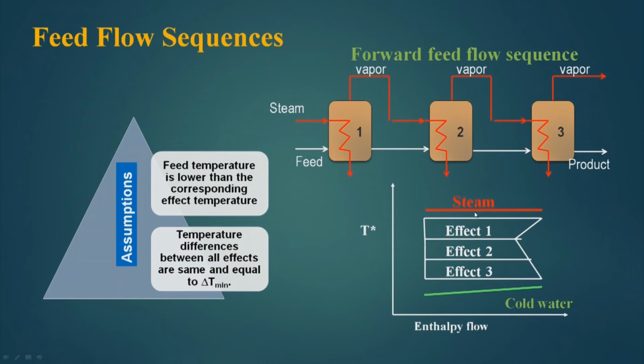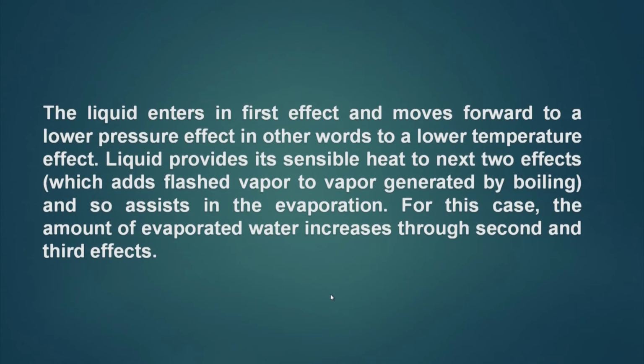So, it is again within the steam and cold water temperature levels; this falls within these temperature levels. The liquid enters in the first effect and moves forward to a lower pressure effect, in other words to a lower temperature effect. Liquid provides its sensible heat to the next two effects, which adds flashed vapor to vapor generated by boiling, and so assists in the evaporation. For this case, the amount of evaporated water increases through the second and third effects.